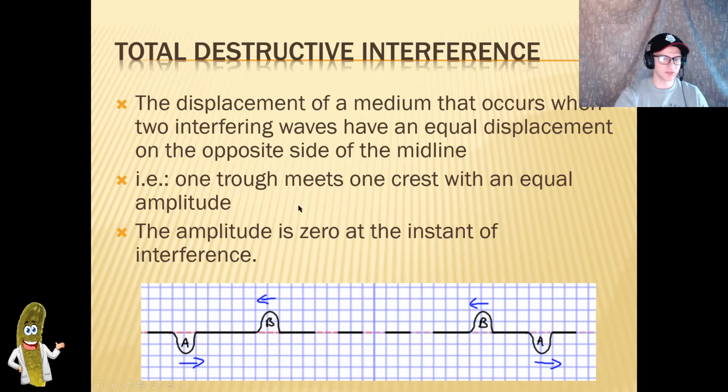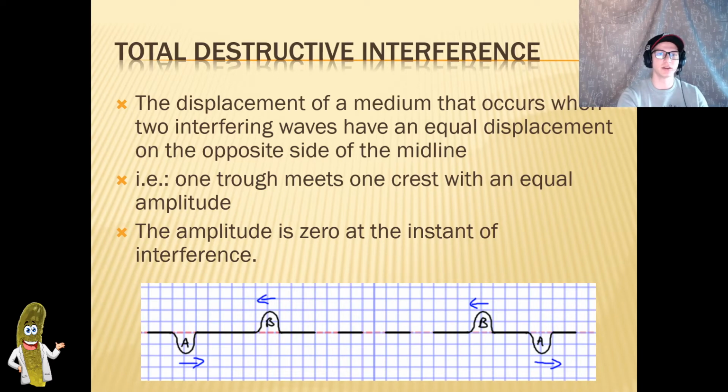Okay, total destructive interference. This is the last one. This is where the displacement of a medium occurs, these two waves are going to collide with each other, and at their point, these two are exactly equal waves. Because they're exactly equal waves, they're just going to cancel each other out. It's like adding a positive wave and a negative wave. Let's say this amplitude A was +6 and this amplitude of A was -6. Overall, it would be 0. So that's what total destructive interference looks like.